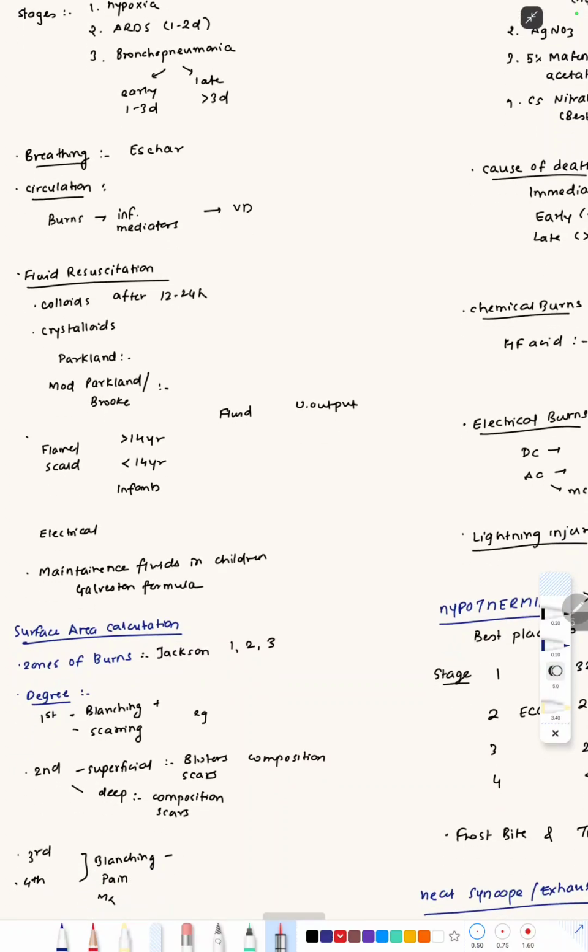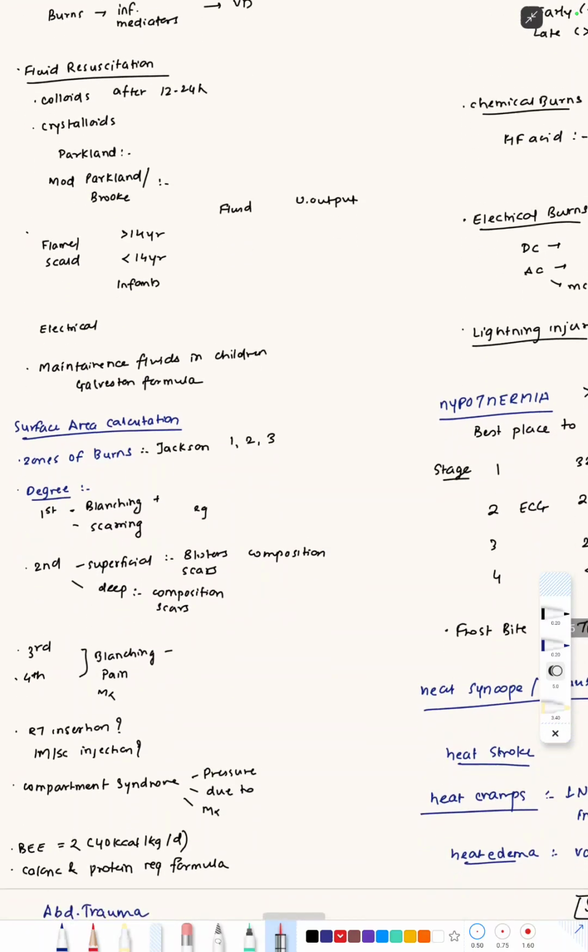Then for surface area calculation, there are zones of the burns. So the zones are given by Jackson. So there is zone 1, zone 2 and zone 3. Where the burn has happened, that is going to be the zone of coagulation or necrosis. Then surrounding that there will be a zone of stasis, and then surrounding that there is a hyperemic zone. Now for surface area calculation, we have the palm surface area, then Wallace rule of 9, but the most specific is Lund and Browder's classification.